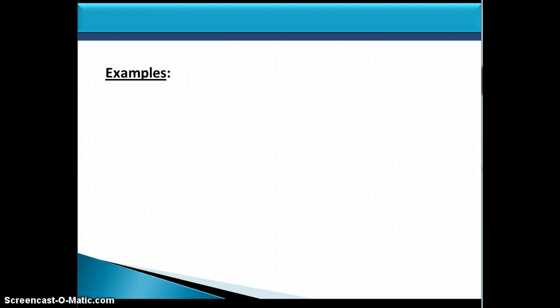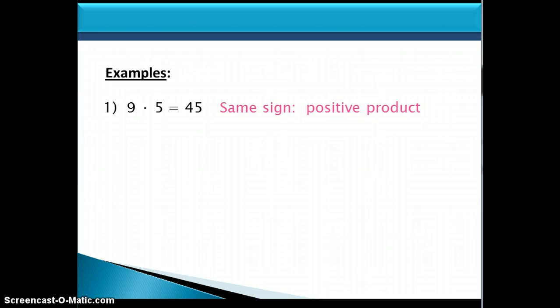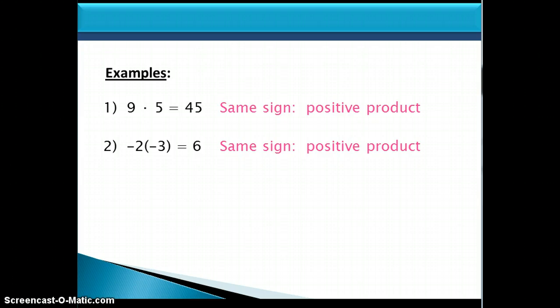Let's look at some examples. In this first example, we have a positive 9 times a positive 5. Those both have the same sign, so the product is positive. And their absolute values multiplied together gives us 45. In this next example, we have negative 2 times negative 3. Those are two numbers also with the same sign, so the product will be positive. And 2 times 3 is 6, so our answer is positive 6.